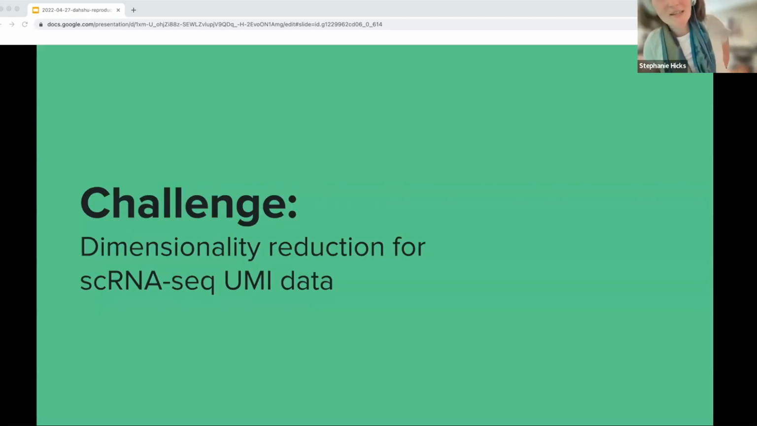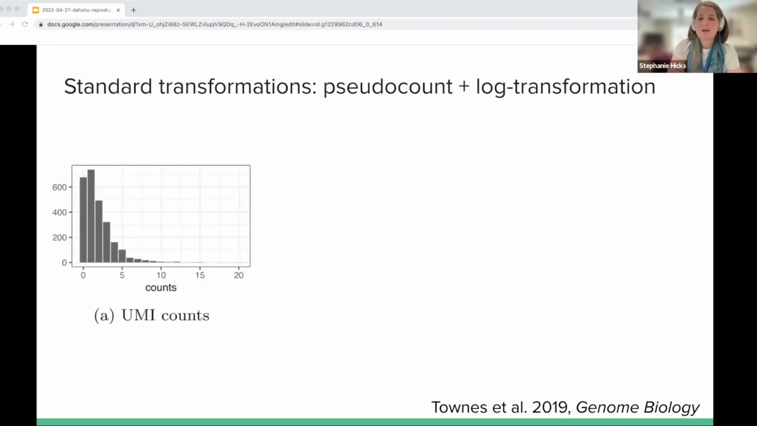Okay, so in this next section, I'm going to talk about dimensionality reduction for single cell data. I'm going to begin by motivating what's standard to do for dimensionality reduction with single cell. The standard approach is to essentially apply the tools and techniques that we developed for bulk RNA-seq to single cell. And I'm going to show you why that's a bad idea.